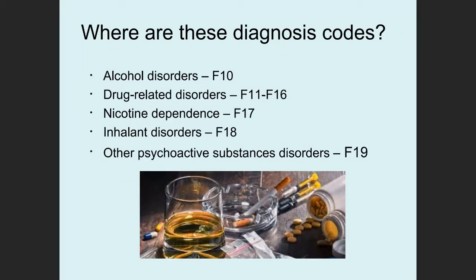First, I'm going to talk about diagnosis codes. Where are they found? Well, they're found in these areas of the tabular list. Alcohol disorders are in F10, drug-related disorders F11 to F16. Since there's a lot of different drugs and types of drugs, it takes more than just one category. Nicotine dependence, F17, inhalant disorders, F18, and other psychoactive substances disorders. And these are all in the mental health section.